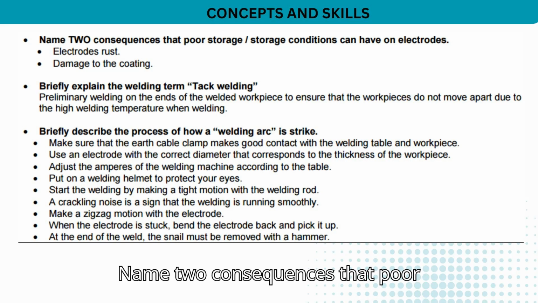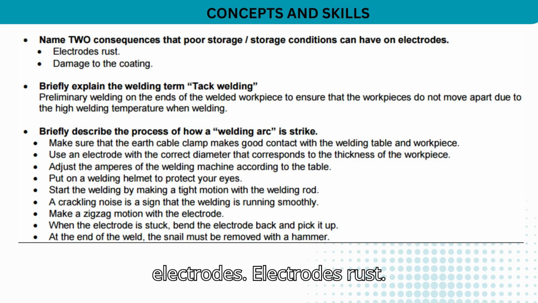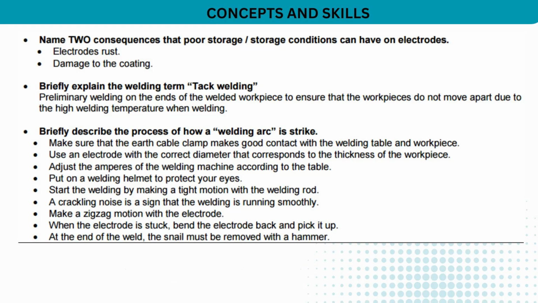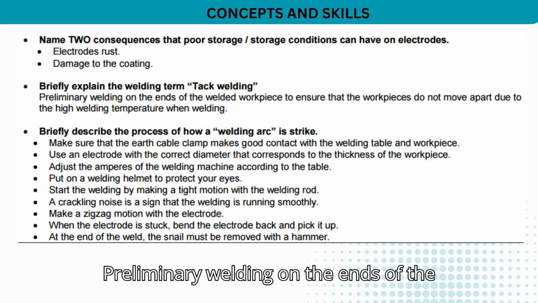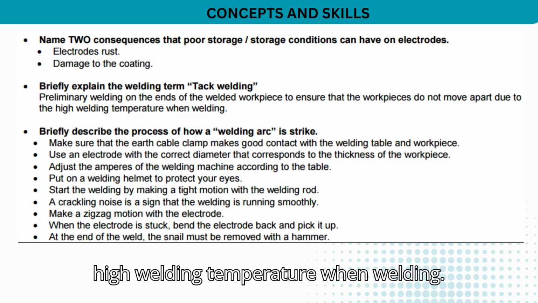Name two consequences that poor storage conditions can have on electrodes. Electrodes rust. Damage to the coating. Briefly explain the welding term tack welding. Preliminary welding on the ends of the workpiece to ensure that the workpieces do not move apart due to the high welding temperature when welding.